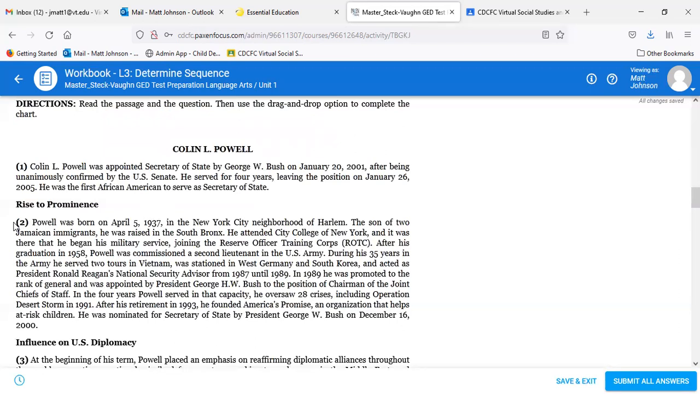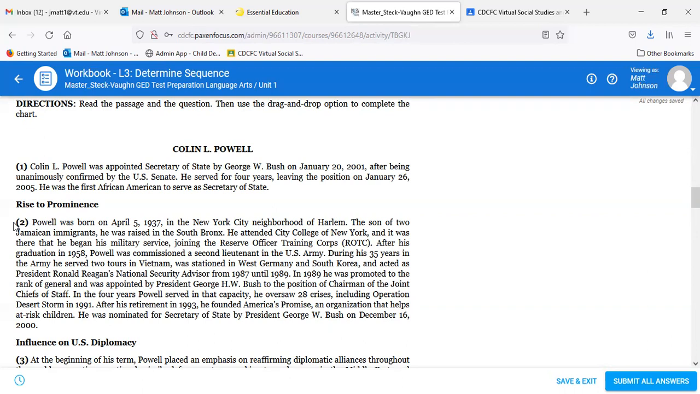Powell was born on April 5th, 1937, in the New York City neighborhood of Harlem. The son of two Jamaican immigrants, he was raised in the South Bronx. He attended City College of New York, and it was there that he began his military service, joining the Reserve Officer Training Corps. After his graduation in 1958, Powell was commissioned a second lieutenant in the U.S. Army. During his 35 years in the Army, he served 2 tours in Vietnam, was stationed in West Germany and South Korea, and acted as President Ronald Reagan's National Security Advisor from 1987 until 1989.